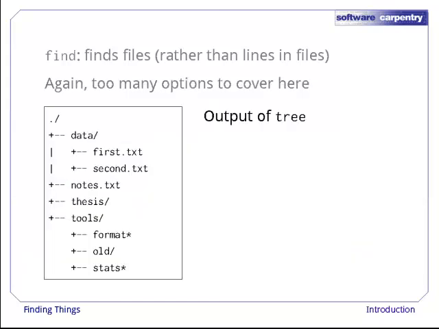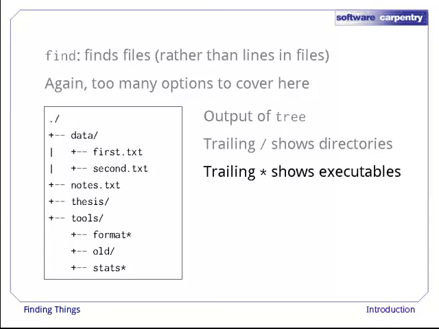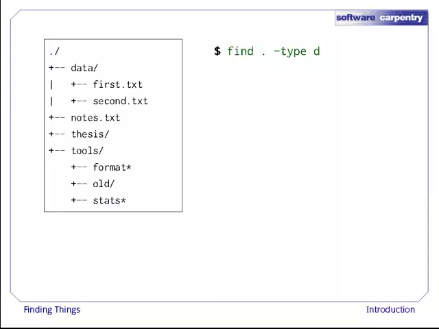Here's a textual representation of that same tree created using the Unix tree command. As with ls -F, trailing slashes show directories, and trailing stars show files we could run as programs. For our first command, let's run find . -type d. Here, dot is the root directory of our search. Find will only look in it and the things it contains. -type d means things that are directories.